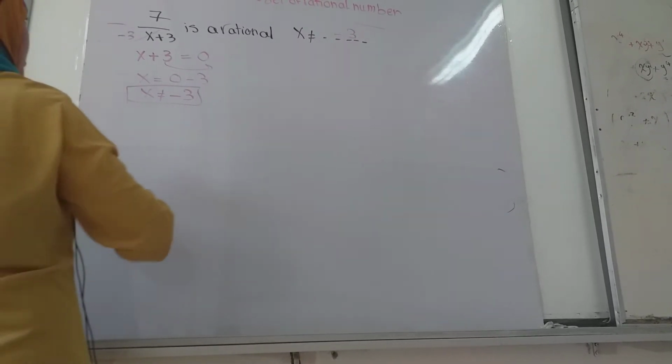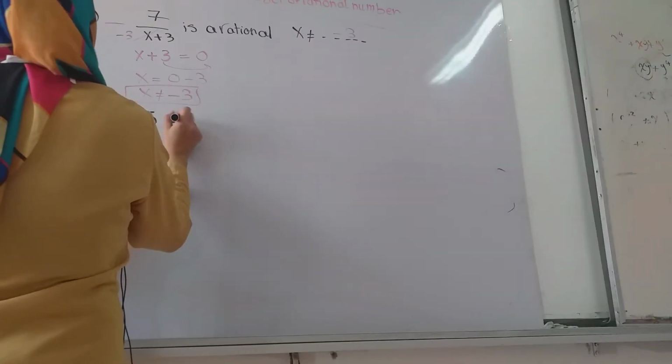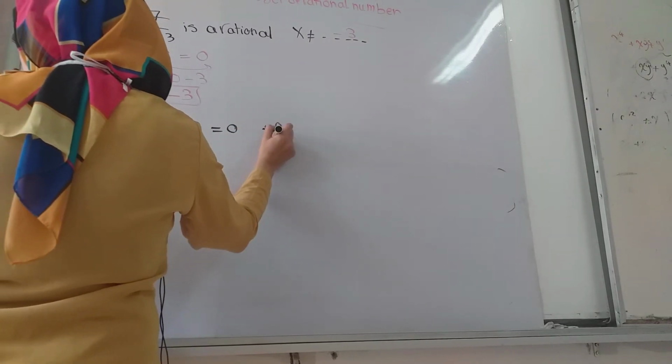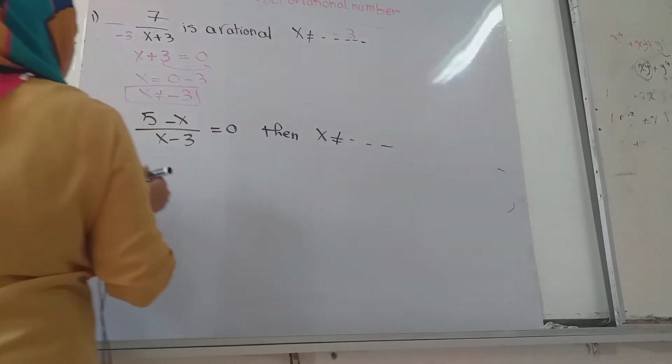Okay, let's take another example. If 5 minus x over x minus 3 equals 0, then x does not equal what?